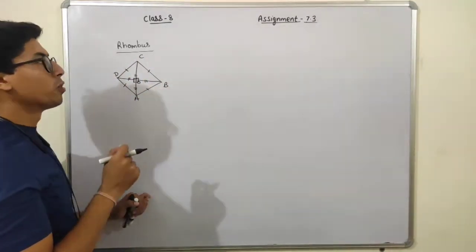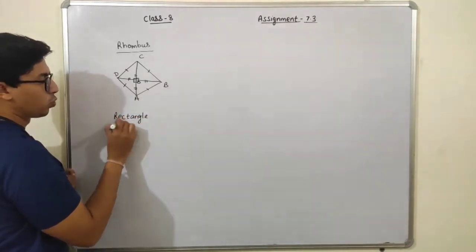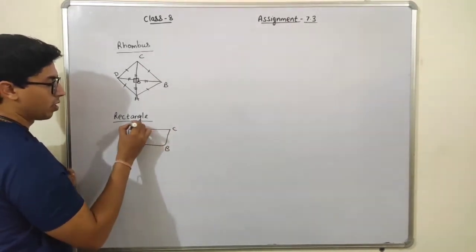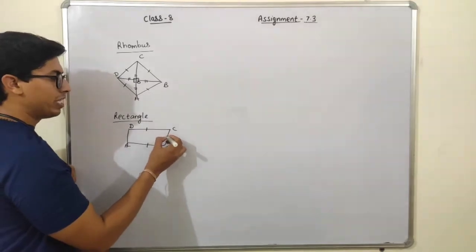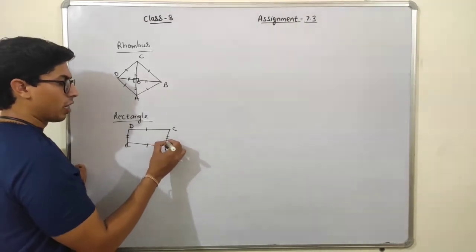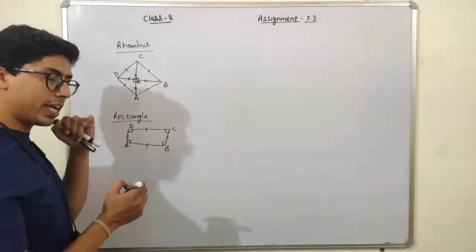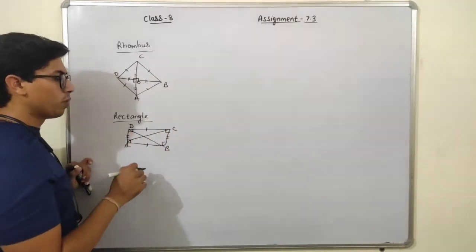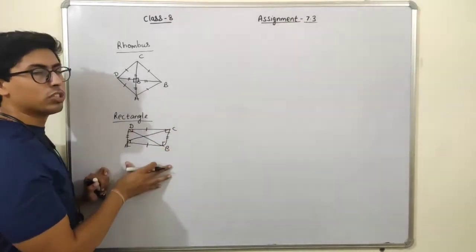Okay, students. Now, if I just take a rectangle, name it as ABCD, the opposite sides of rectangle are equal. So that means AB is equal to DC and BC is equal to AD. Okay, the angles of rectangle are 90 degree. Each angle of rectangle is of 90 degree. And the diagonals are equal. This means AC is equal to BD. But the diagonals do not bisect each other. Only the diagonals are equal, students.